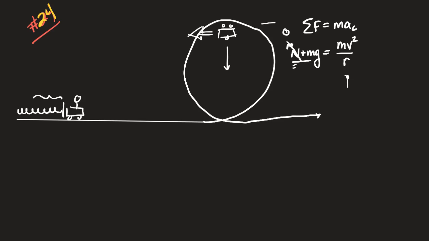Now, we're not here to do that part. We're here just to figure out what it takes to get through the loop. So we've done that now. If I want to get through that loop, I need to make sure that this balance is maintained.